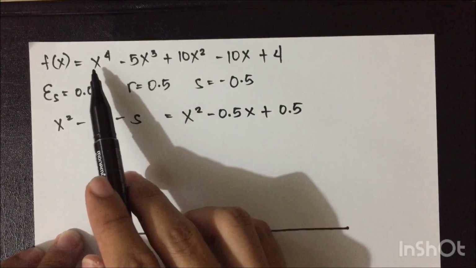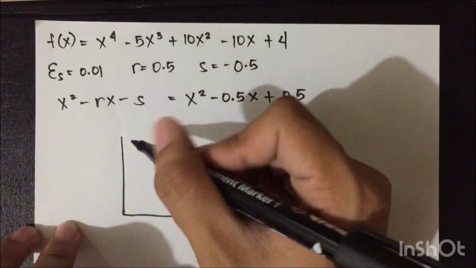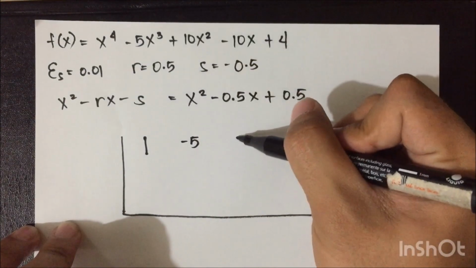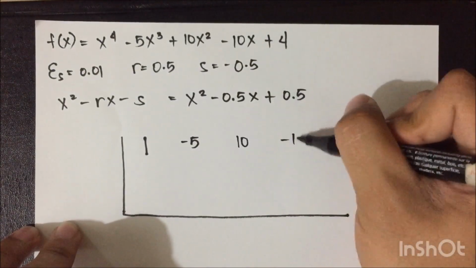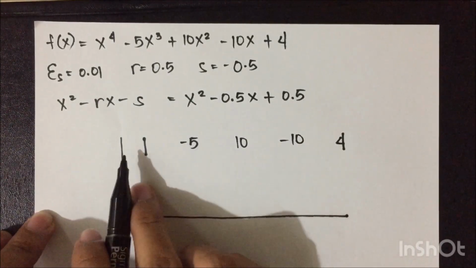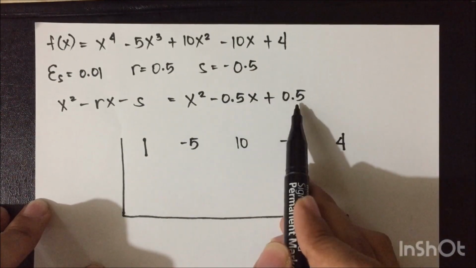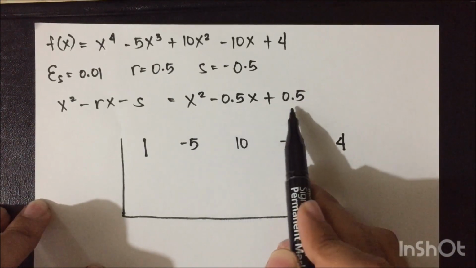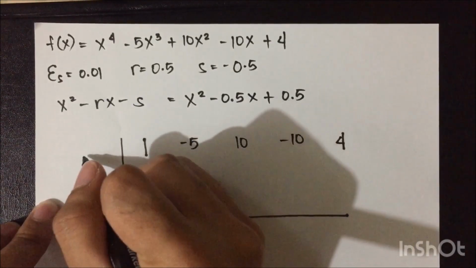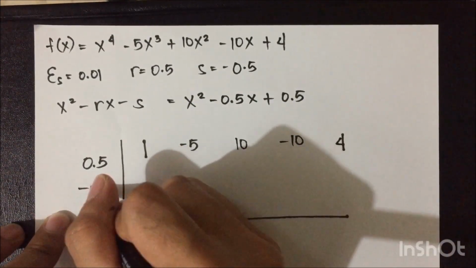Unang step natin is i-bring down natin yung coefficients ng function na to dito. So, sa x raised to 4, meron tayong 1, negative 5, positive 10, negative 10, at positive 4. Sa pagdi-divide sa synthetic division, kunin natin yung unang value, invert natin yung sign. Pag dalawa gagamitin natin, value ng r at ng s. So, para sa unang value, invert natin yung sign na to, magiging 0.5, at yung sa s natin, magiging negative 0.5.